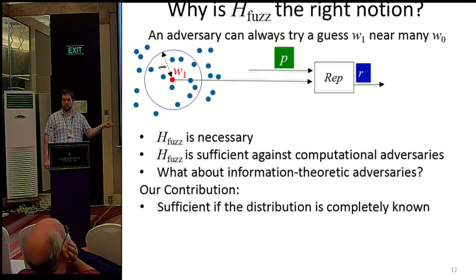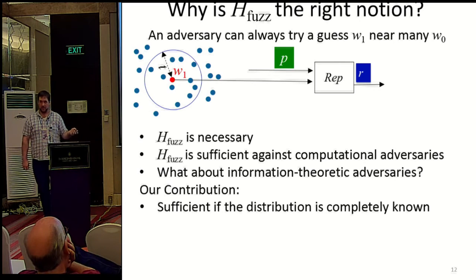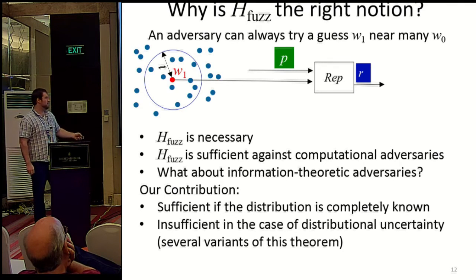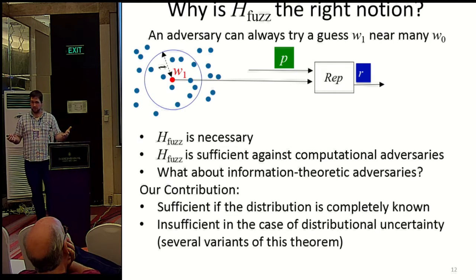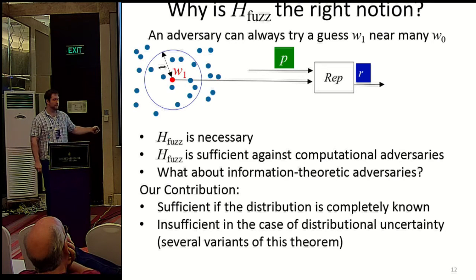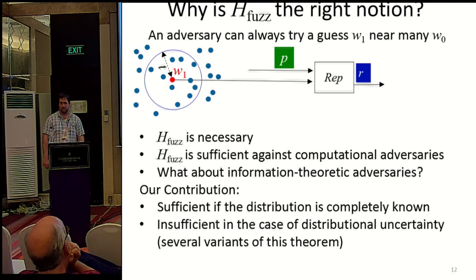One is we show that this measure is sufficient if the constructing algorithm knows the distribution completely. But we also show something I think is a little bit more interesting, which is if the constructing algorithm only knows the distribution comes from a family of distributions, that this may actually be insufficient. And we have several variants of this impossibility theorem. So this sufficiency theorem is using some universal hashing techniques with a little bit more sophistication. I'm not going to spend much time on it today. What I want to focus on is the insufficiency. Okay?